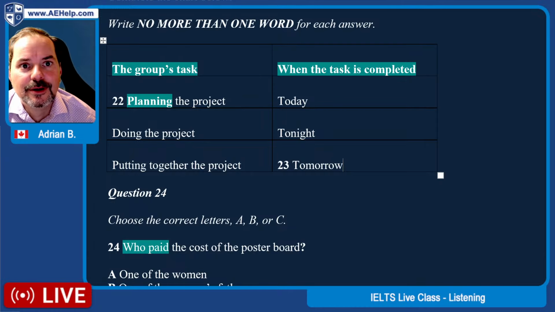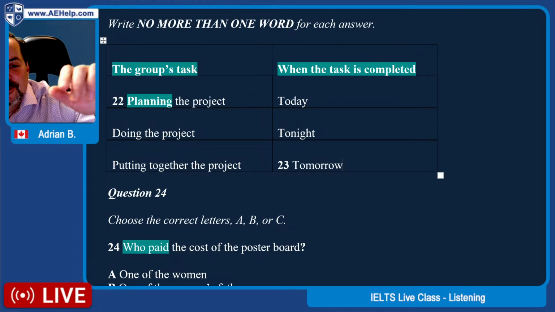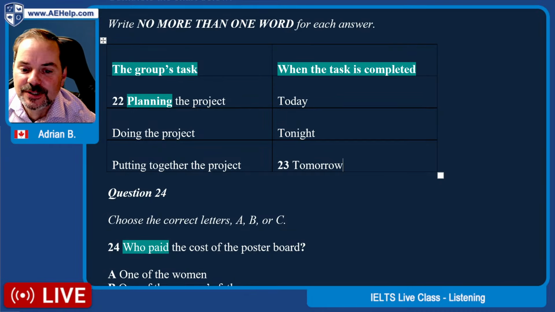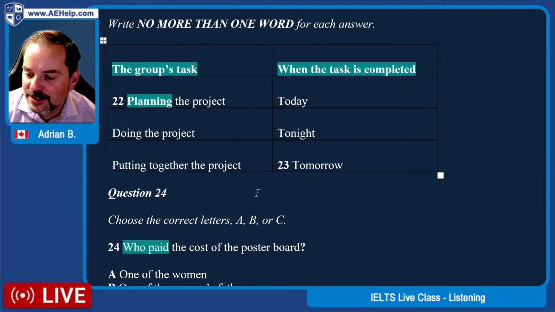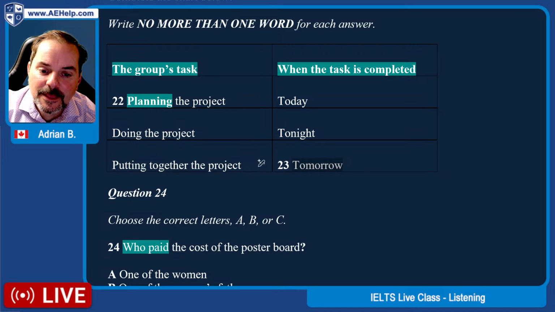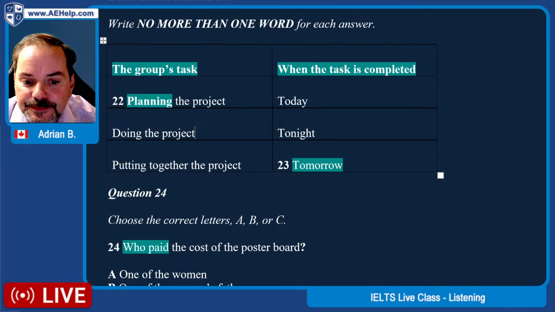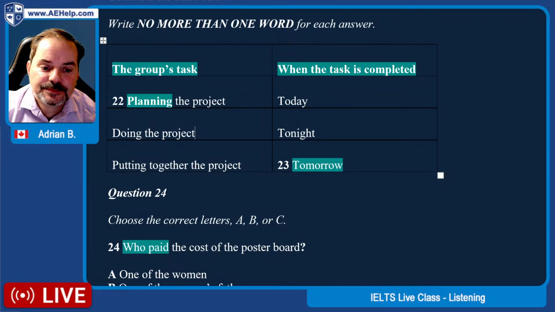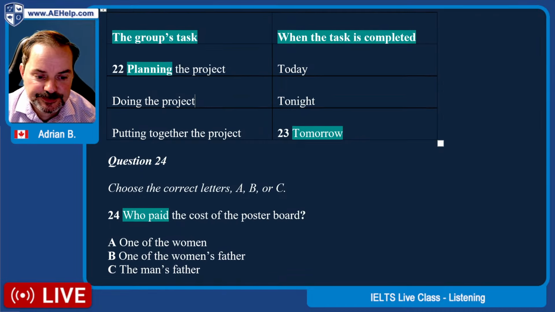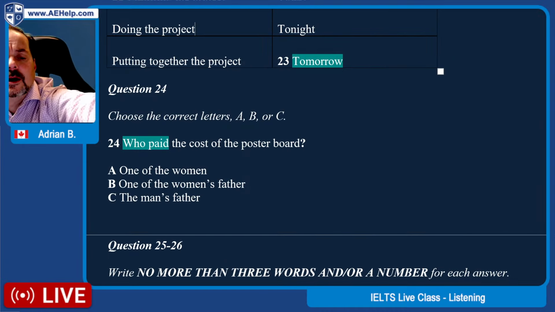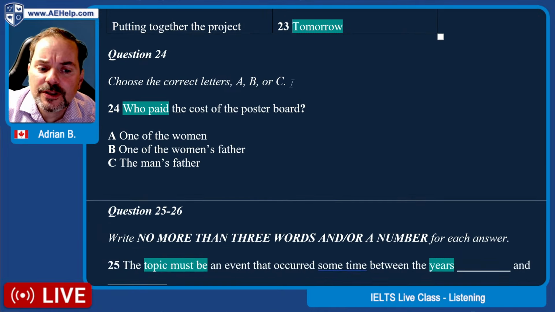It's tomorrow, right? So if they're going to plan it, do it tonight, then they can put it together tomorrow with their poster board, right? So it's tomorrow. Very good job, Aisha. Okay. So planning, doing it, and putting it together. Today, tonight, tomorrow.